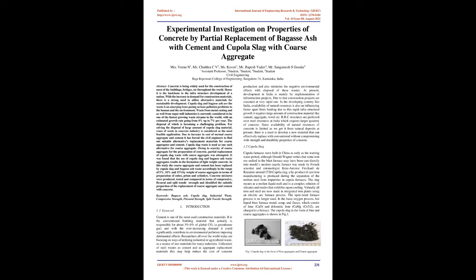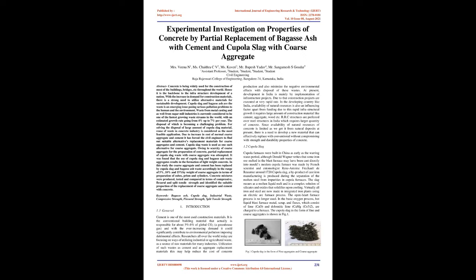With the increase in demand for construction materials, there is a strong need to utilize alternative materials for sustainable development. Cupola slag and bagasse ash waste is an emerging issue posing serious pollution problems to the human and the environment. Waste from metal casting and from sugar mill industries is currently considered to be one of the fastest growing waste streams in the world, with an estimated growth rate of 4% up to 7% per year. The disposal of which is becoming a challenging problem.